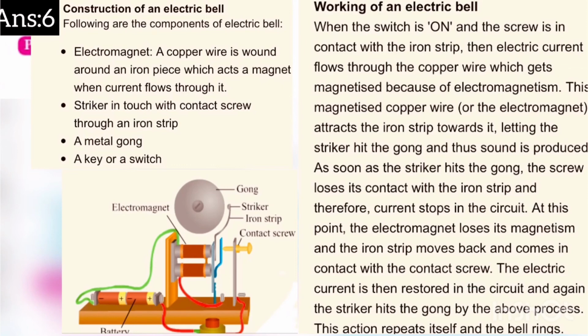At this point, the electromagnet loses its magnetism and the iron strip moves back and comes in contact with the contact screw. The electric current is then restored in the circuit and again the striker hits the gong by the above process. This action repeats itself and the bell rings. Here we have finished our question answer series of chapter number 4, current, electricity and magnetism from 8th standard.